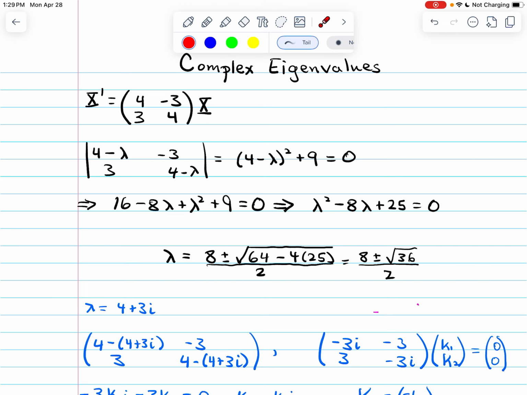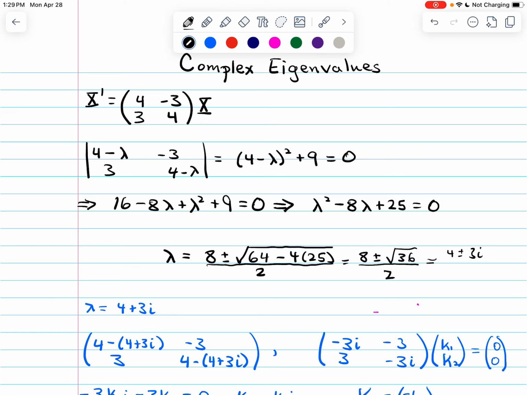Of course, using the quadratic formula, I end up with lambda equals 4 plus or minus 6i. Or plus or minus 3i, sorry about that. Plus or minus 3i. Now, I'm going to take one of those eigenvalues. In fact, I'm going to take 4 plus 3i. And we're going to find that I'm not going to have to bother with the second eigenvalue.